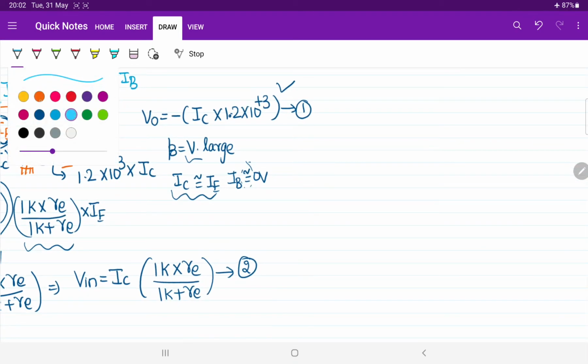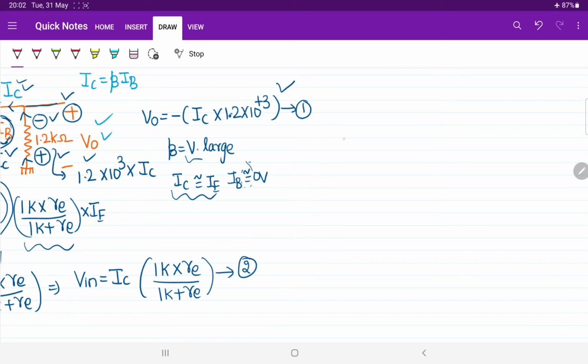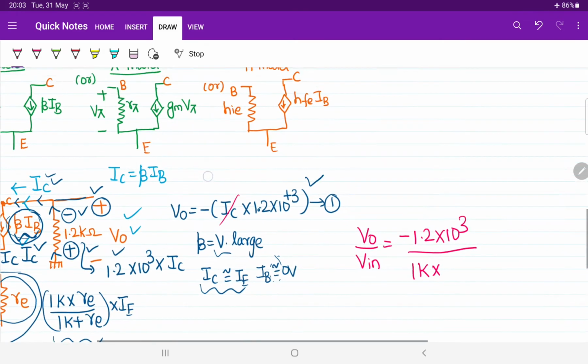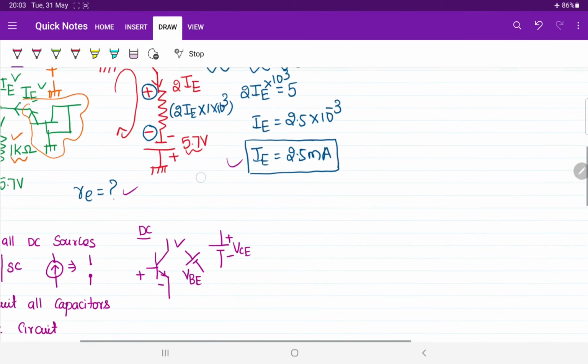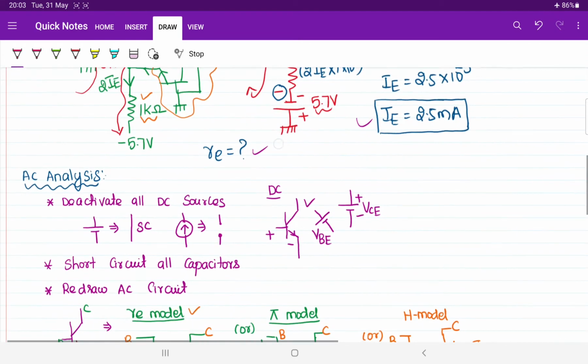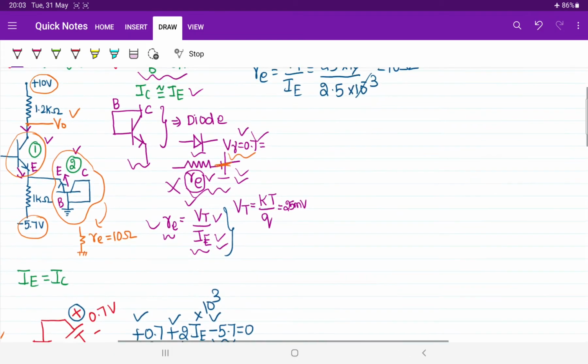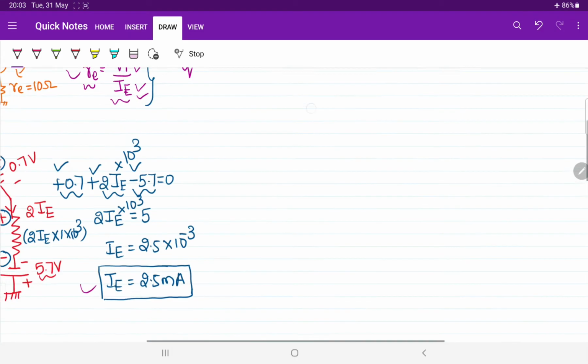Finally, after crossing 4 lectures, we got the answer for this question. The ratio between output voltage and input voltage can be written as, simply if I take the ratio between them, what will I get? See there, IC is common for both, so it will get directly cancelled. And the output voltage is minus 1.2 into 10 power 3 upon 1K into, what is the value of Re? Do you remember? By doing DC analysis, we already explored the value of Re. Where is it? I think I kept it somewhere here. One minute. Yes, the value of Re is 10 ohm.